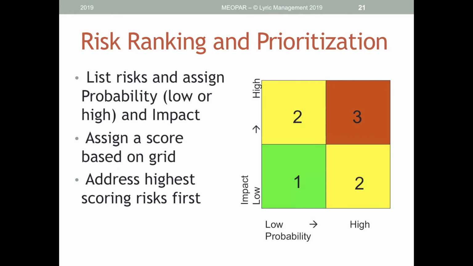Whatever risks it is that we identify, we need to prioritize the ones that we're going to pay attention to. So all of our risks, again, we can assign a score to them based on the probability that they're going to happen and the potential overall impact of those risks if they occur on the project. You can make this ranking and prioritization as complex or as simple as you want it to be.